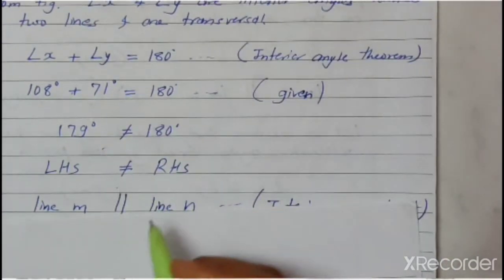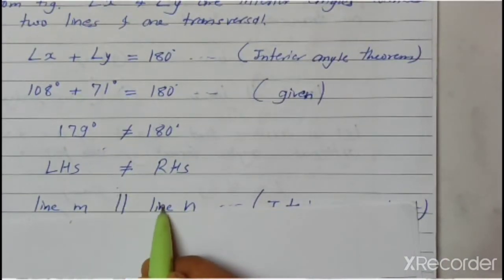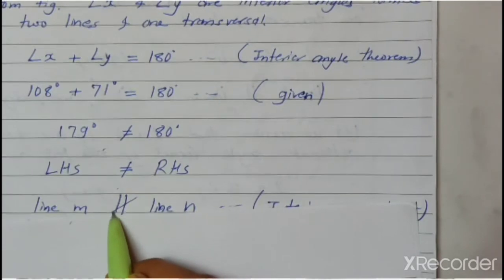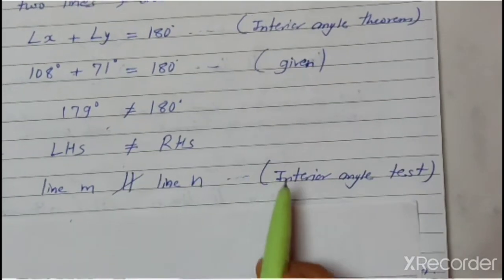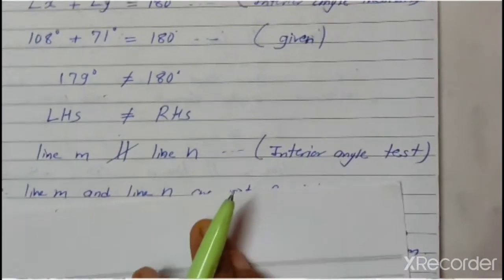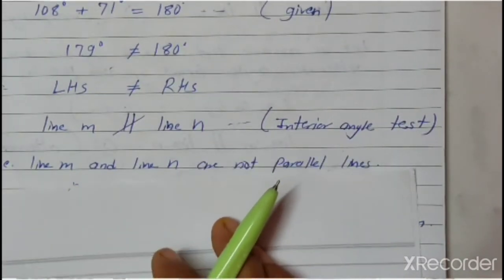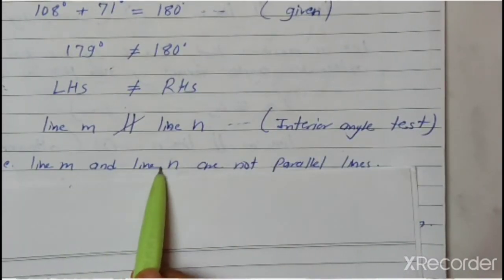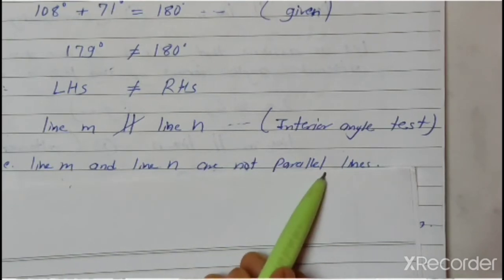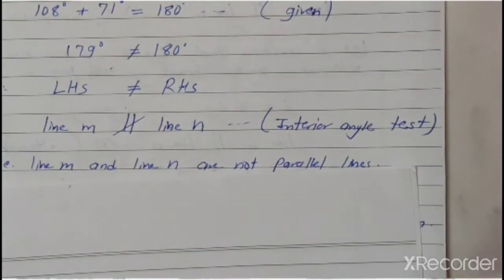So if it is not the same, you can say that line M and line N are not parallel with each other by using the interior angle test. In other words, you can say line M and line N are not parallel lines.